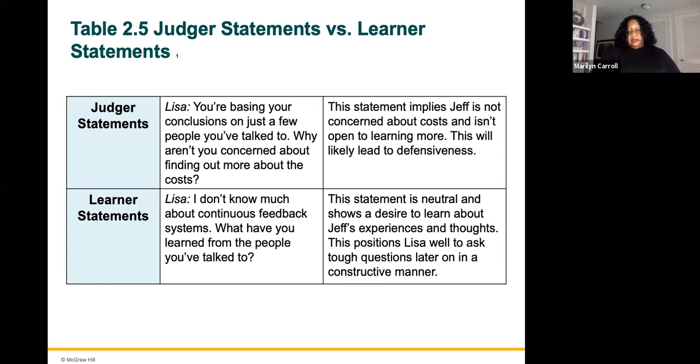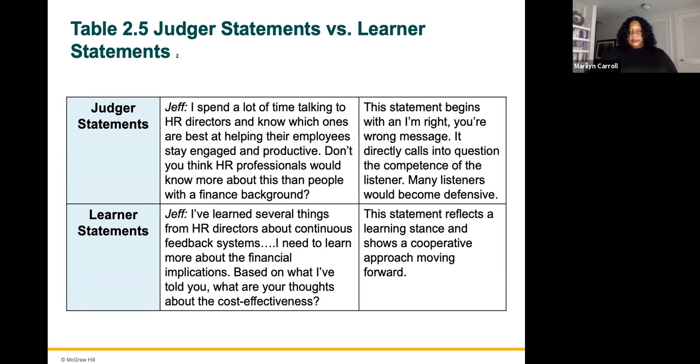Now, this is a learner statement from Lisa, if she had put it this way. "I don't know much about the continuous feedback systems. What have you learned from the people you've talked to?" You see how she asked a question instead of making the statement? This statement is neutral and shows a desire to learn about Jeff's experiences and thoughts. This positions Lisa well to ask tough questions later on in a constructive manner.